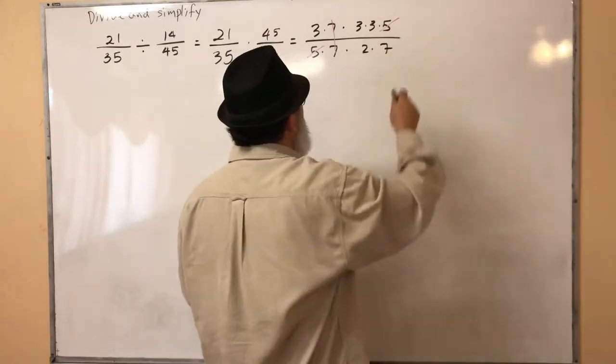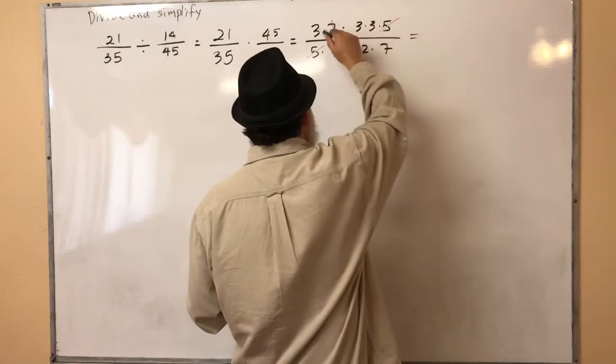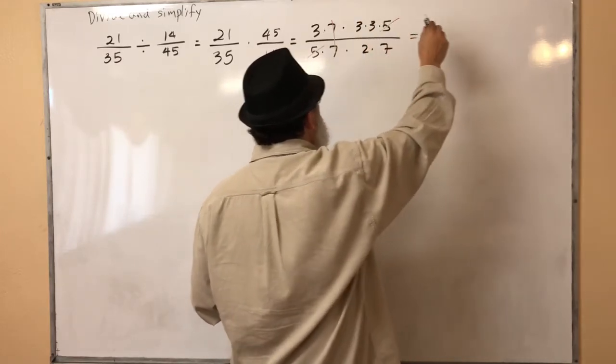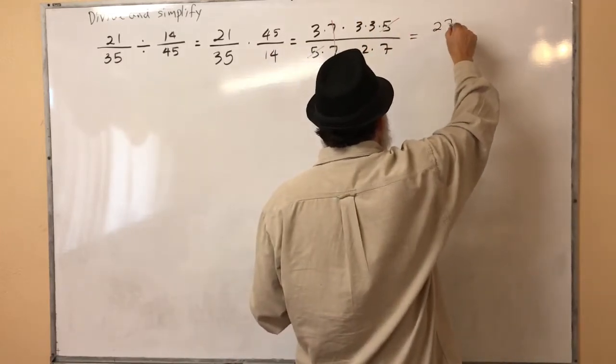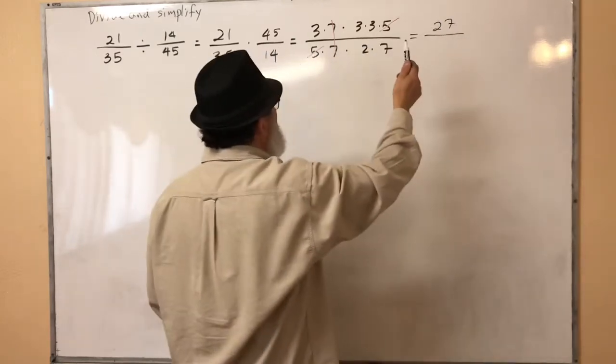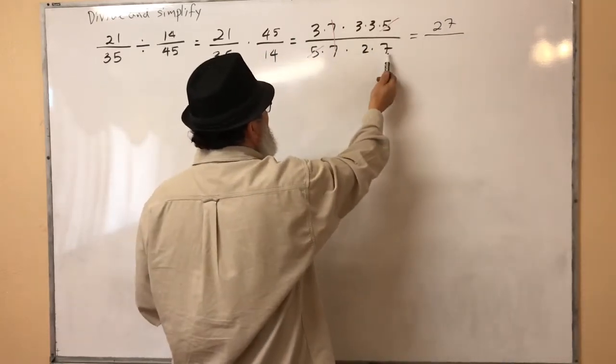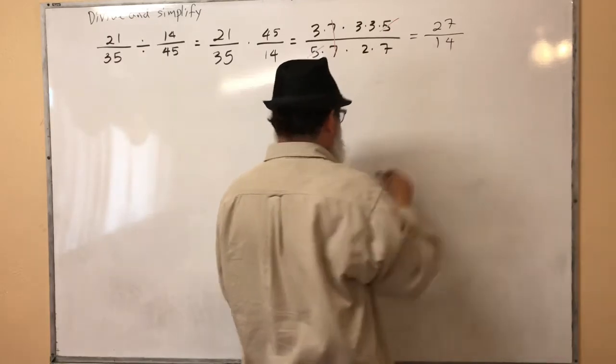And what do we get, guys? 3 times 3 times 3, which is 27, divided by 2 times 7, which is 14.